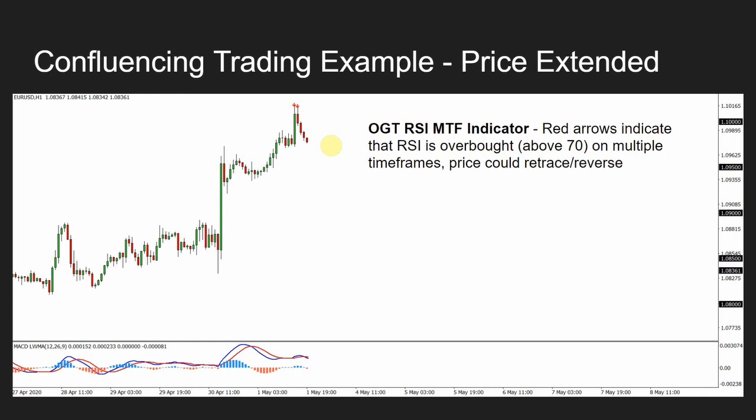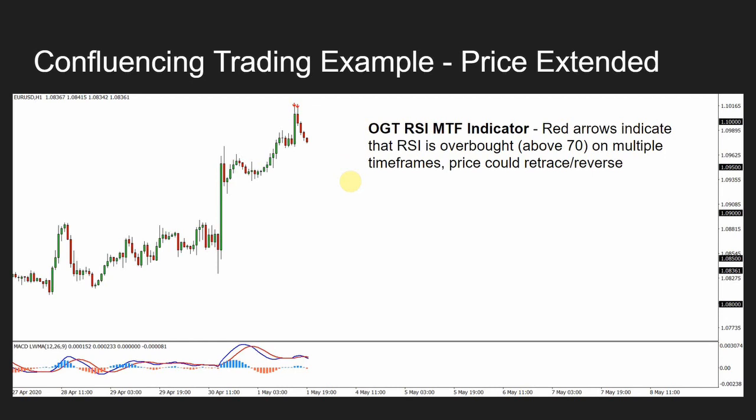In this example, you can see that you've got two red arrows on these two bars, and what it's saying is that price is overbought, or the RSI is overbought, i.e. above 70 on the RSI, on multiple time frames. And in this example, it's on the current time frame, i.e.